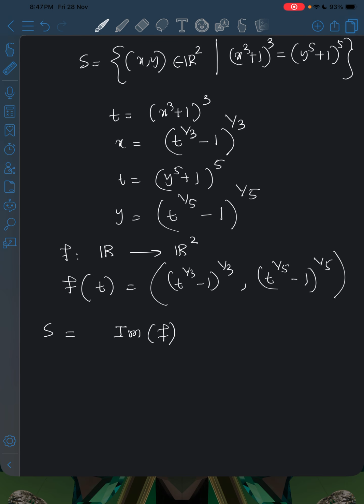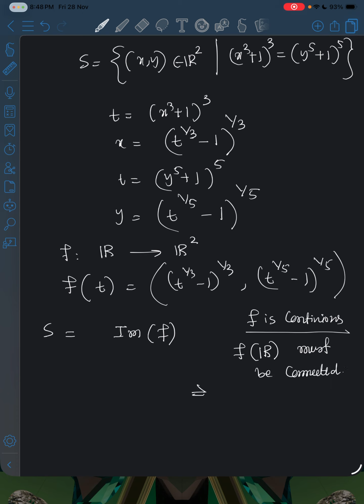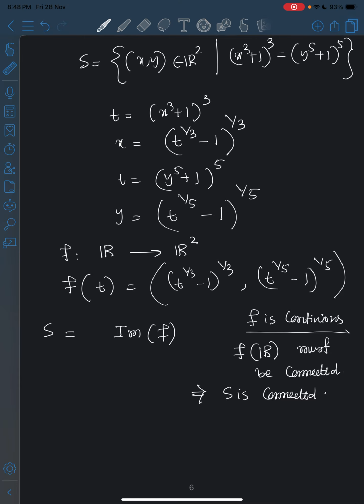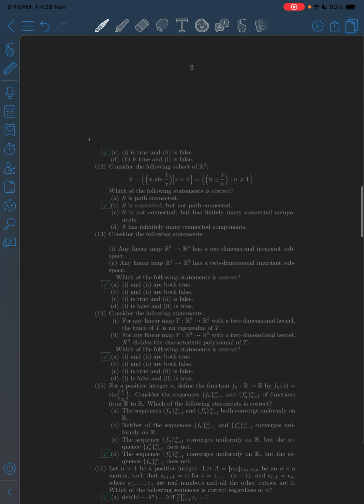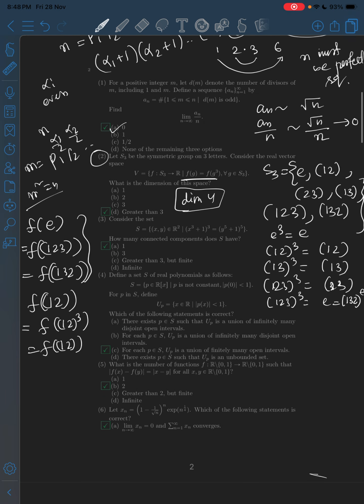Now you can easily see that the component functions are continuous. So F is continuous, right? Because since the component functions are continuous, F is continuous, and R is connected. So that means the image of a connected set must be connected. So this will imply S is connected. Okay, so that's why the number of connected components must be 1.